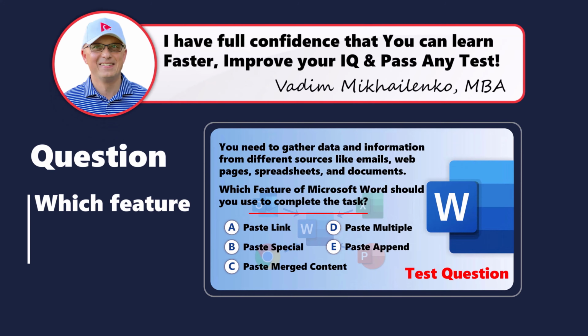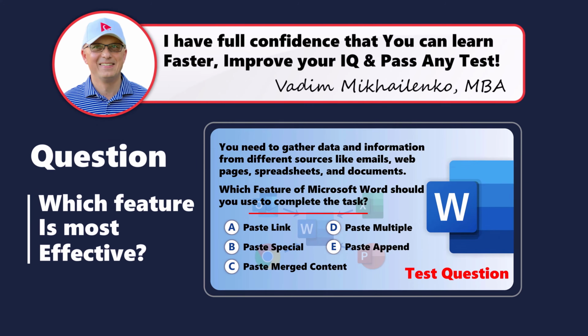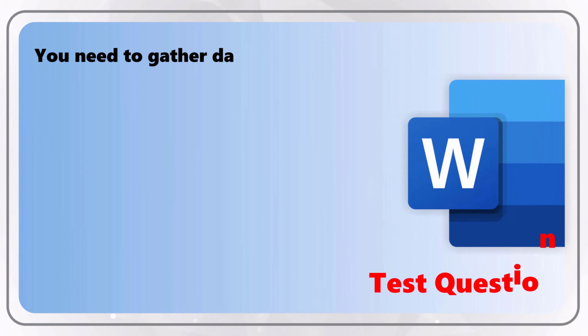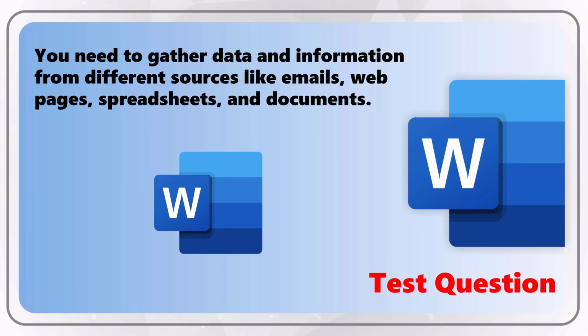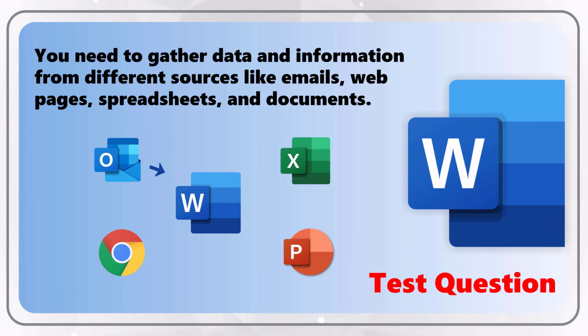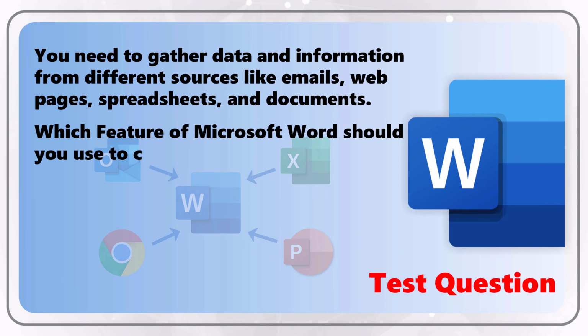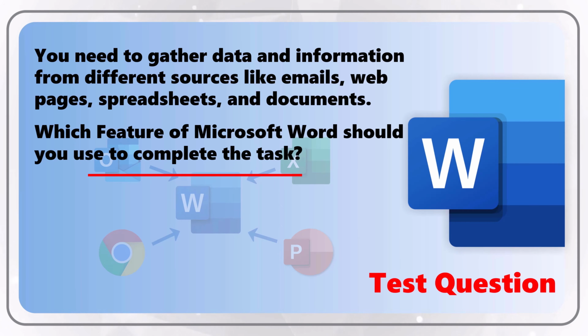Here's the thought-provoking assessment test question. In addition to boosting your reasoning skills, it teaches you a skill that you can use regularly. You need to gather data and information from multiple different sources, like emails, web pages, spreadsheets, and documents. Which feature of Microsoft Word should you use to complete this task? And you're presented with 5 possible choices.